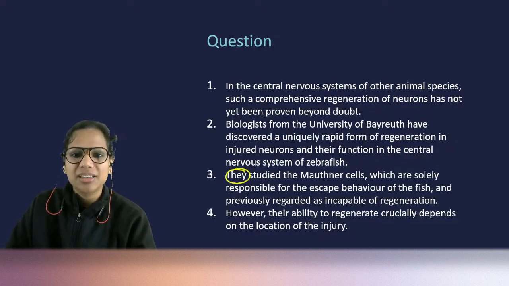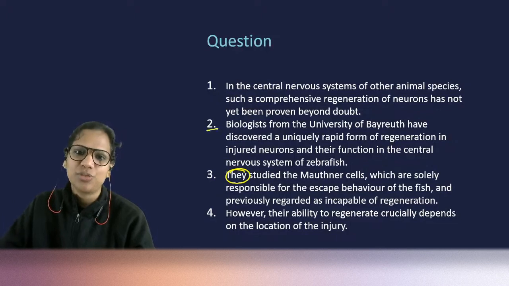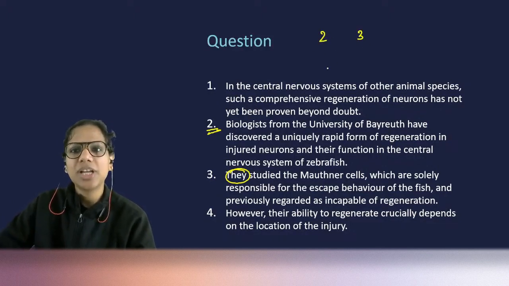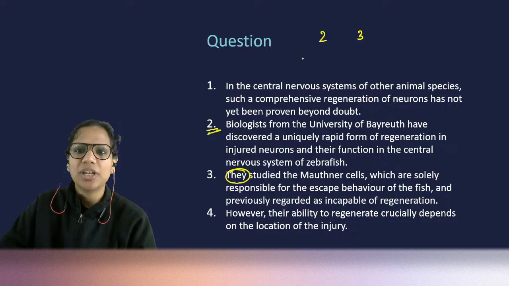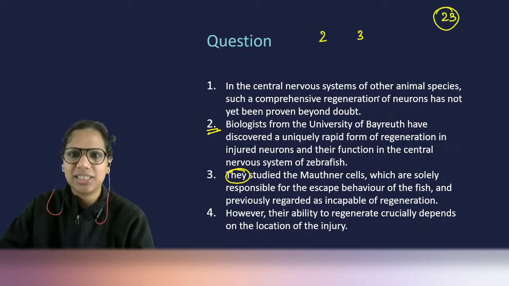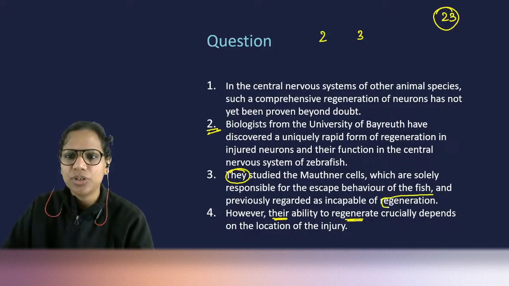So they, who does this they refer to? This refers to biologists. So most likely 2 is going to come before 3. That's how I arrange, and I keep some distance between 2 and 3 because I'm not absolutely sure that this is a mandatory pair. I'll check 1 and 4 and then only I'll write them together like this. So they studied something. Their ability to regenerate. Whose regeneration are we talking about? See, regeneration, regenerate. I found a theme-based clue here.